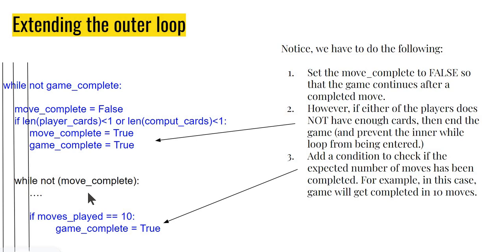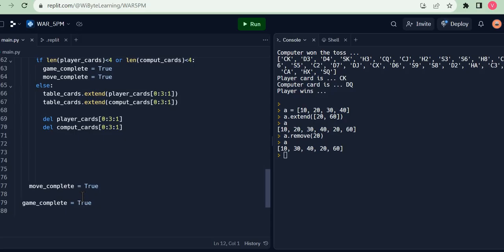However, inside the while not move complete code, we must have a count of the number of moves. Once the moves played becomes equal to 10, we are saying the game is over. We're just going to set game complete to true, and that's sufficient, because once game complete is true, this loop exits and automatically the inner loop also exits. So let's get to our code and see how we bring in these changes.